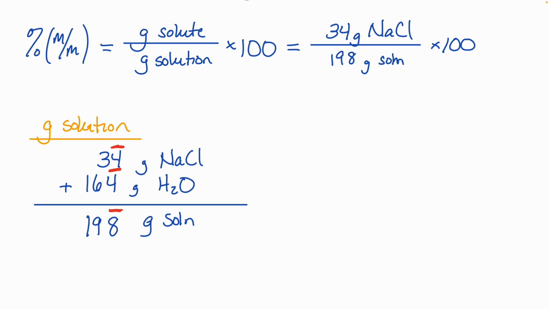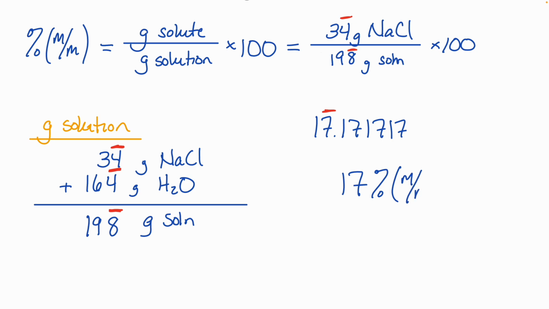Okay, cool. So then I punch this into my calculator. I get 17.1717 repeating. Well, how many sig figs do I have in this answer? 2. My grams of solution had 3, but my grams of solute on my numerator only had 2. So we're going to round this to 2 sig figs. So just 17. And the units here are that percent m over m. Those are our units for this concentration. Yeah, the m over m is in parentheses.